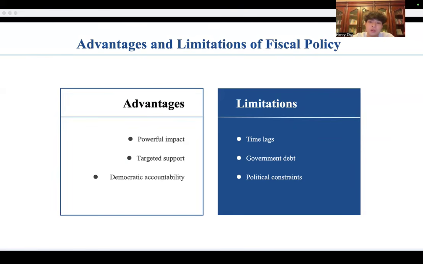However, fiscal policy also has limitations. It often takes time to design and implement policies. Higher government spending may increase government debt, and political disagreements can delay important decisions. So while fiscal policy is powerful, it isn't always quick or easy to use.